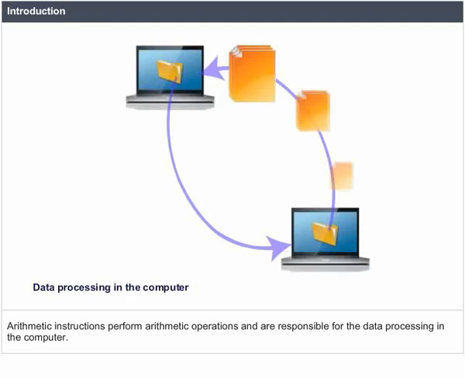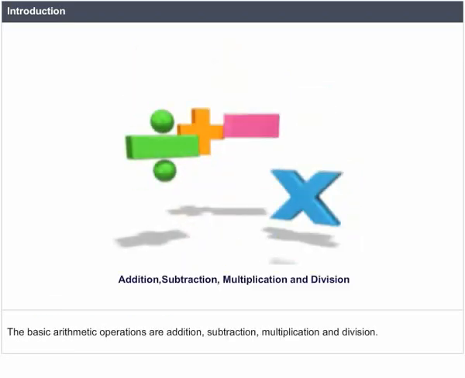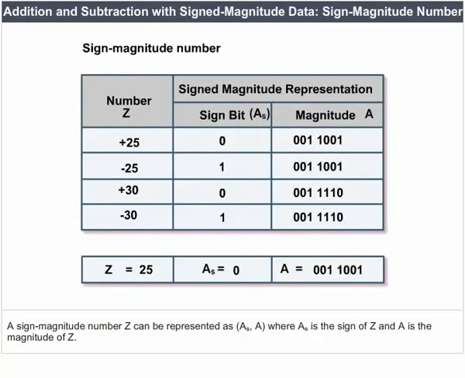Introduction. Arithmetic instructions perform arithmetic operations and are responsible for the data processing in the computer. The basic arithmetic operations are addition, subtraction, multiplication and division. Addition and subtraction with signed magnitude data.